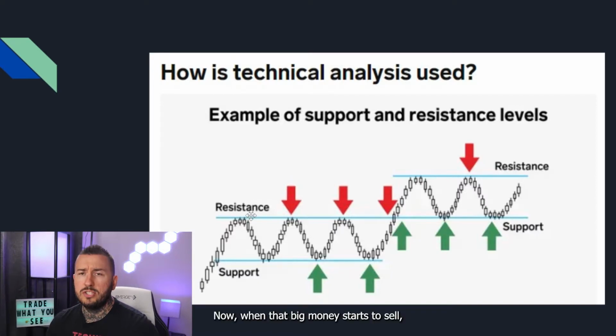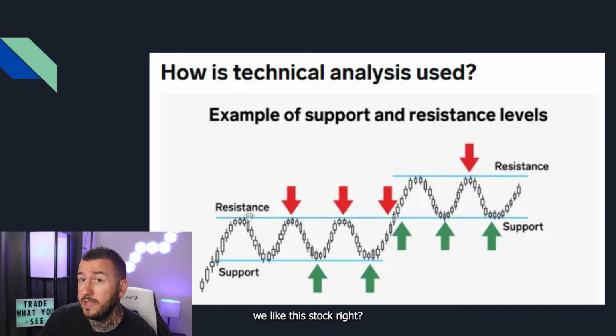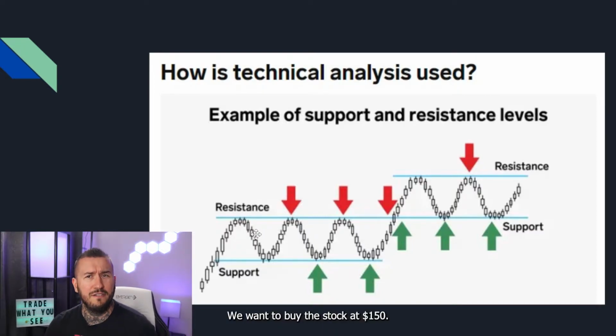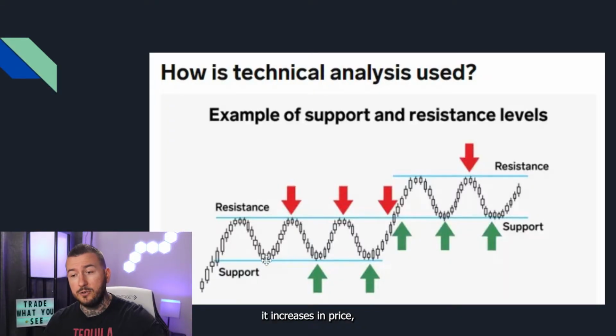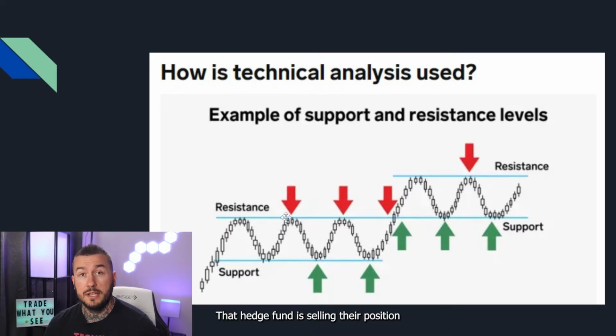Now, when that big money starts to sell, another hedge fund says, we like this stock. We want to buy the stock at $150. So when the stock falls down to $150, that hedge fund hops in and starts buying. Now, what happens when buying pressure hits a stock? The stock goes up in demand, it increases in price, comes back up to $200, and what happens? That hedge fund is selling their position because it takes multiple days for large money to exit or enter a stock position. So the stock gets sold off again, falls back to 150, and boom, another hedge fund is there to buy, back up to $200, boom, sell, back down to 150, and buys.